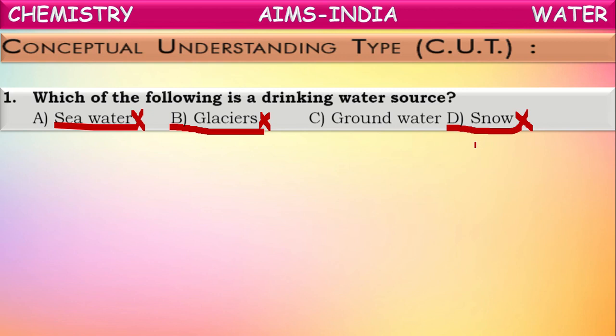So the major source of drinking water is groundwater. Groundwater we collect in different ways, by digging holes into the ground, isn't it? Like wells, bore wells, motor pumps, hand pumps. With all these, we collect groundwater and use it for drinking. So this will be the correct answer.